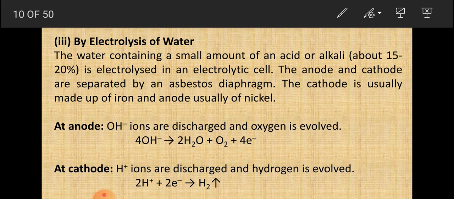You can write the reaction in your copy. C plus H2O gives CO plus H2. This is your water gas, and you can mention the temperature on the arrow, 1000 degrees centigrade.